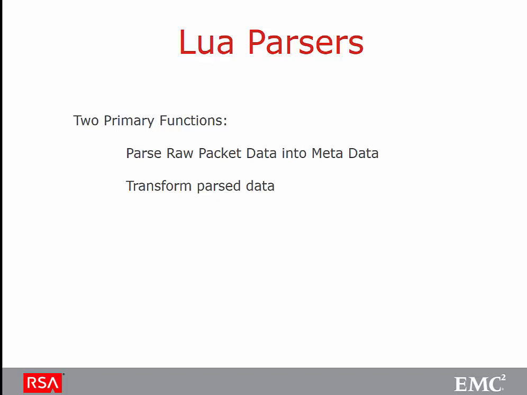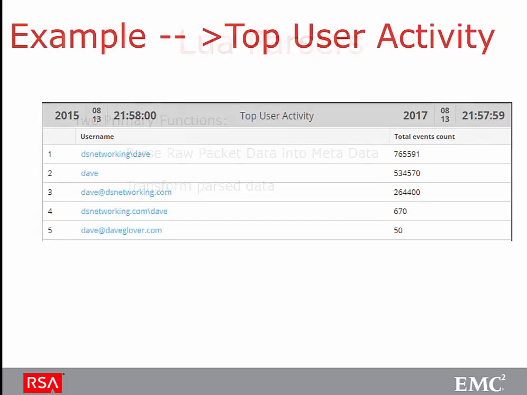Another function for LUA parsers is to transform parsed data, almost like a level 2 parser. Let's go ahead and take a look at an example. In the following example, I have a report that shows me my top user activity. There are 5 variations of the username. In a top 10 user activity report, following this example, I may only get 2 or possibly 3 unique usernames. The reason for that is every username is seen as a unique value. This is how the parsers, in this case, log parsers and network parsers, parse the data, as this is what was presented in the log or network stream.